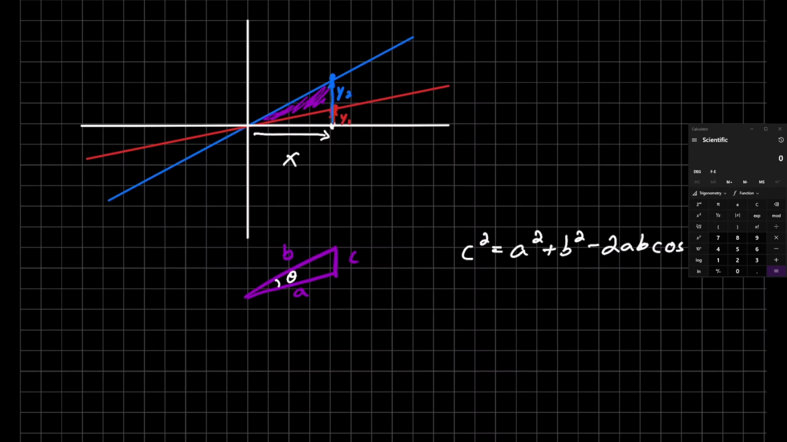Okay, now what else do we need? What else do we know? We know x. Or we assume that we know x. From x, we know that y1 is equal to m1 times x, and we know that y2 is equal to m2 times x. Now, what do we not know?